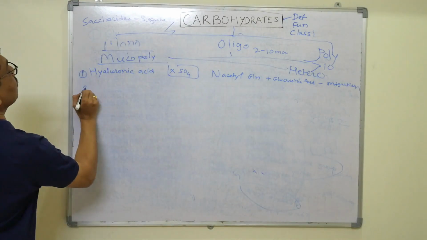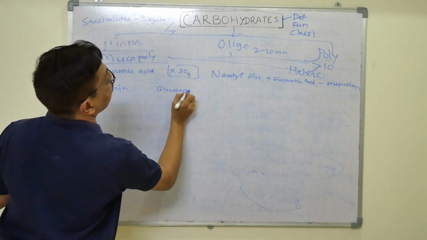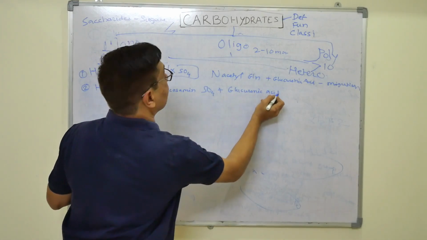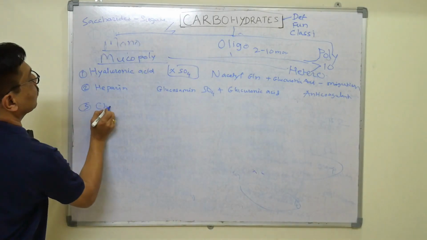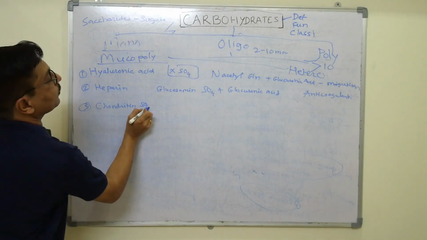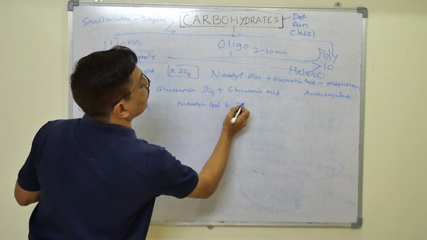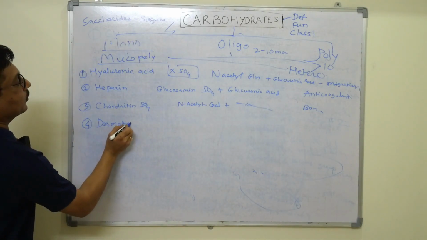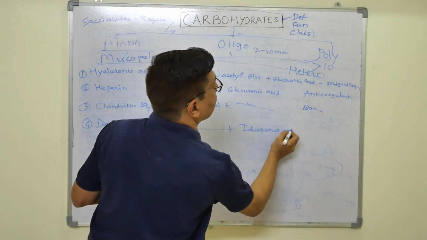Heparin contains repetitive units of glucosamine sulfate and glucuronic acid sulfate or hyaluronic acid sulfate. It acts as an anticoagulant. Chondroitin sulfate contains N-acetyl galactosamine sulfate and glucuronic acid. It is seen in cartilages and bones. Dermatan sulfate contains N-acetyl galactosamine sulfate and hyaluronic acid and is seen in skin and cornea.